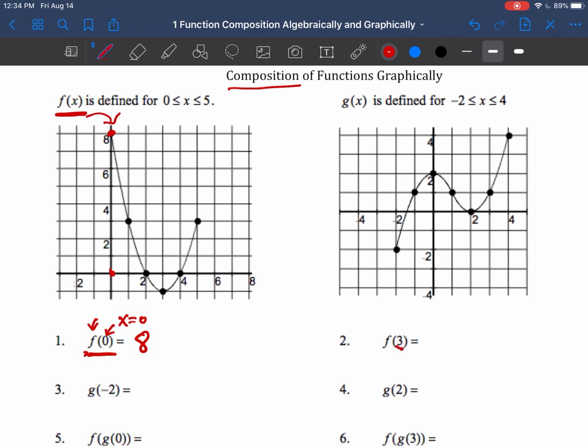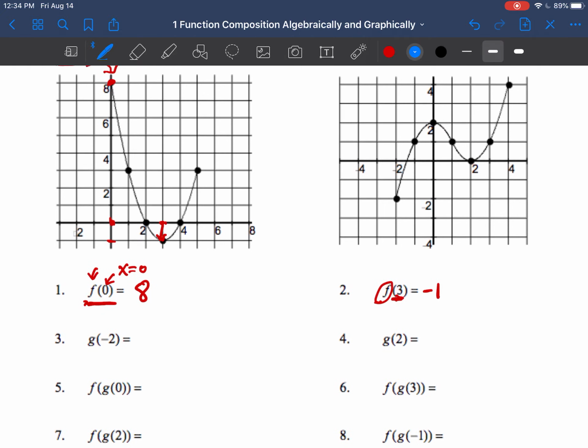For number 2, our input is 3, still working with f. So still at this graph, but this time we go to where x is 3, and the output of this function would be -1. So f of 3 equals -1.